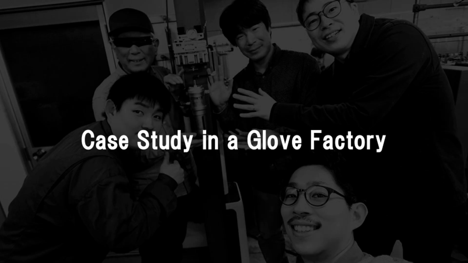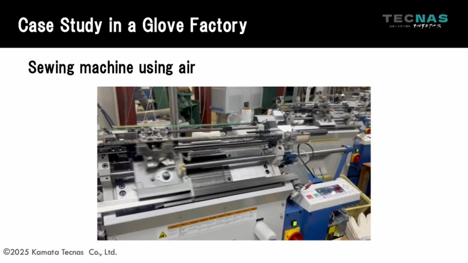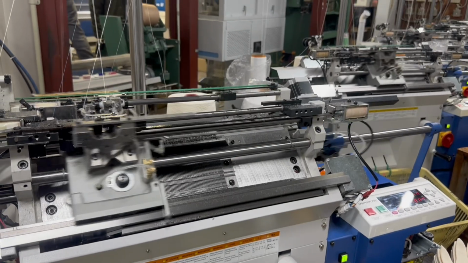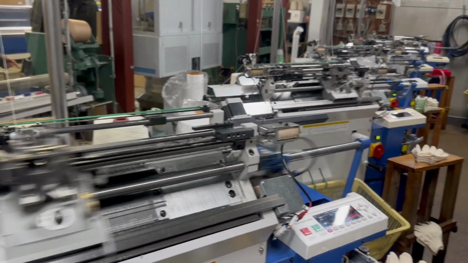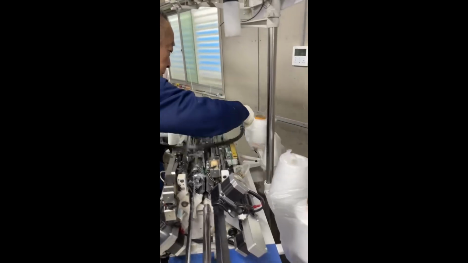Here is a case study of a glove manufacturing factory. When I spoke with the factory manager for the first time, I asked him if he had any problems related to compressor air, but his response was that he was fine. However, when we actually visited the factory, we found a row of sewing machines like this. All of these machines were powered not only by electricity, but also by pneumatic pressure. And furthermore, this was how the air blowers cleaned lint and other debris from the sewing machines.